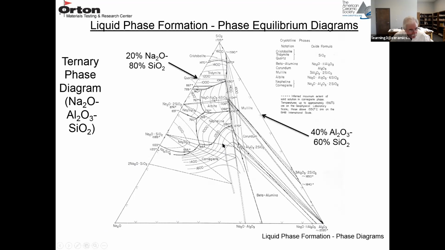So we can take a real simple case here. We'll have a refractory, which is 40% alumina and 60% silica, and we'll just say it's pure alumina and silica. That composition is right here. And we can take a slag that's 20% Na2O and 80% SiO2, and that composition is right there. And we can see by using this phase diagram how the slag is going to react chemically with the refractory.